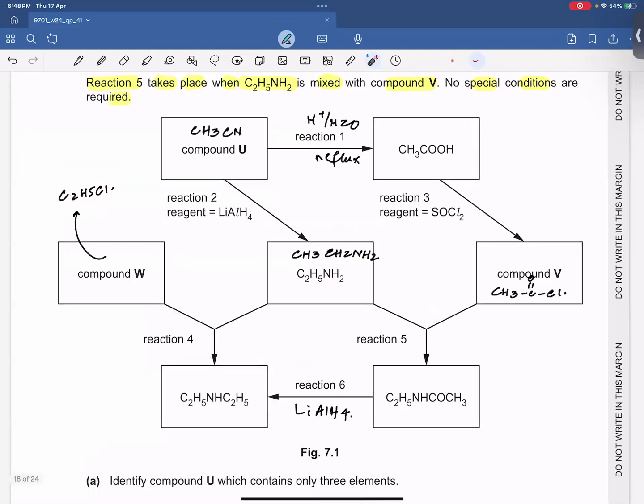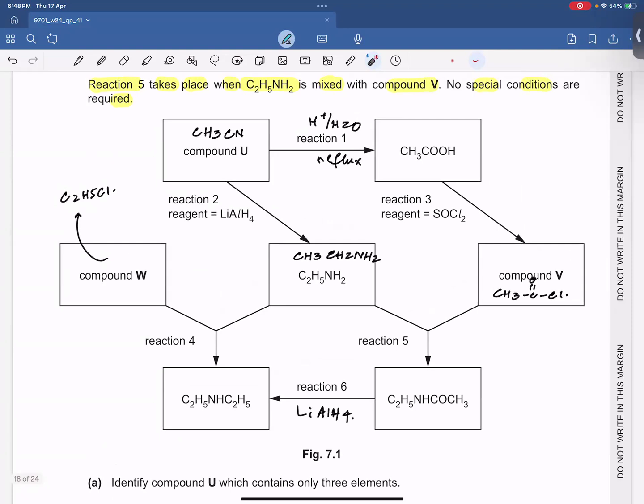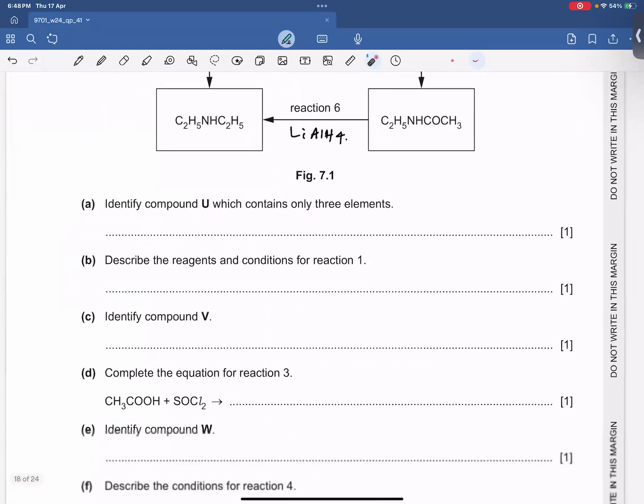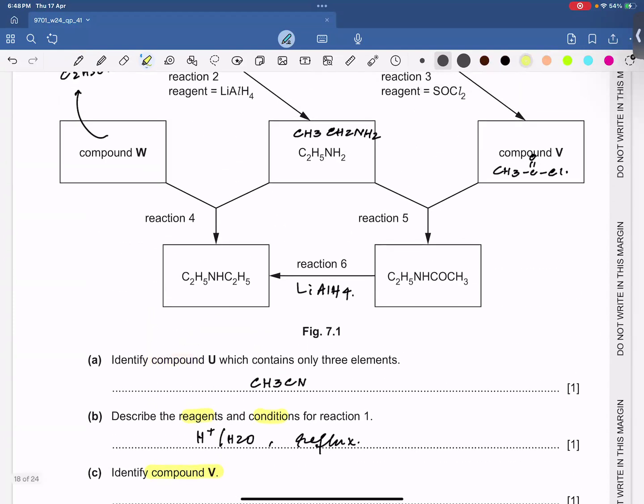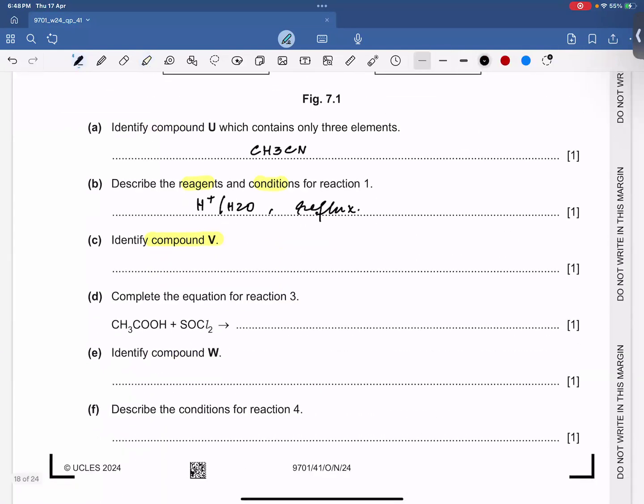Identify compound U. Where is compound U? CH3CN. Describe the reagents and conditions for reaction 1. So for reaction 1, acid in the presence of water, condition is reflux. Identify compound V. Where is V? Ethanoyl chloride, CH3COCl.